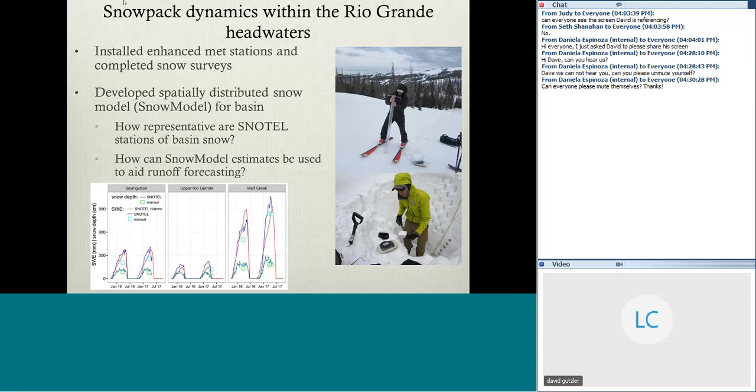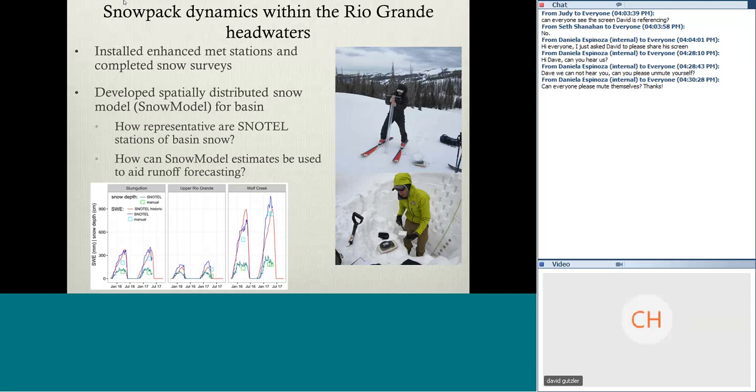In addition to these meteorological stations, we've collected a variety of manual field-based observations of the snowpack, particularly over the past few years. We've been collecting this information as a way to aid in our modeling effort. So we've developed a spatially distributed snow model for the Upper Rio Grande Basin, with the ultimate goal of seeing whether this distributed model can give us a better idea of spatially distributed snow estimates for the basin.